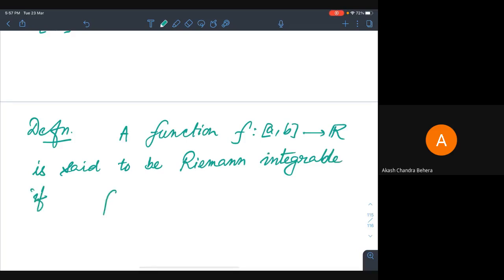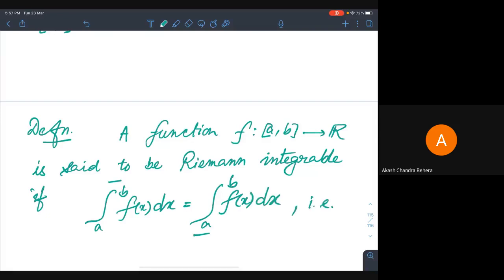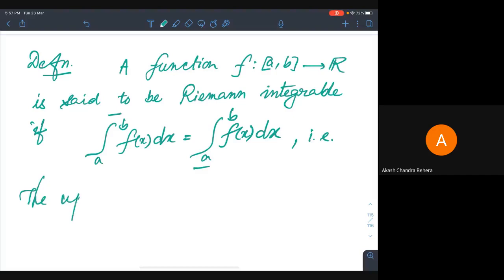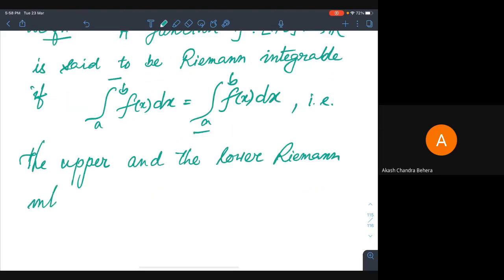if the integral from a to b of the upper f(x) dx is equal to the integral from a to b of the lower f(x) dx. That is, the upper and the lower Riemann integrals are the same. All right.